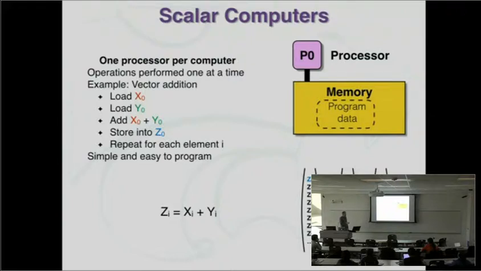In order to do this vector addition, you start by simply loading x0, then you load y0, pull them both up into the processor, then you do the add, and then you do a store into the location for z0. Then you repeat for each element. You take x1, y1, add them, store them back down into z1. So this is pretty simple and easy to program, and it's actually how most people think about computers today, even though the way computers operate today is very different.